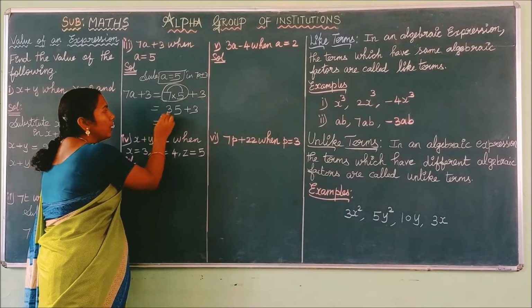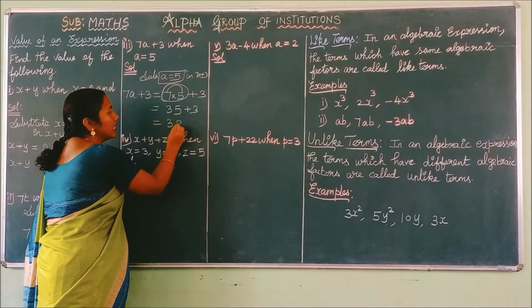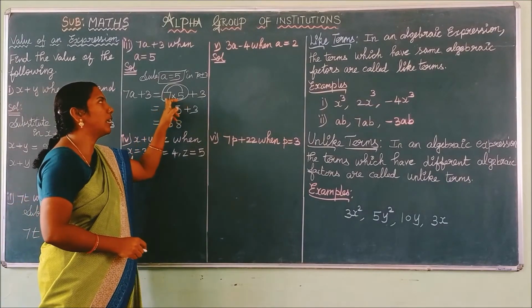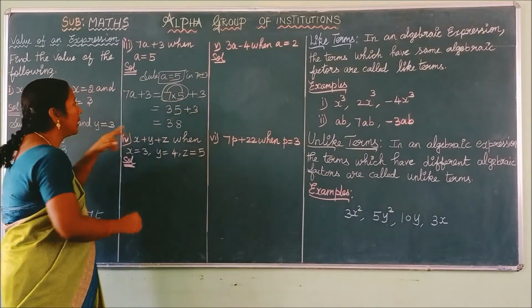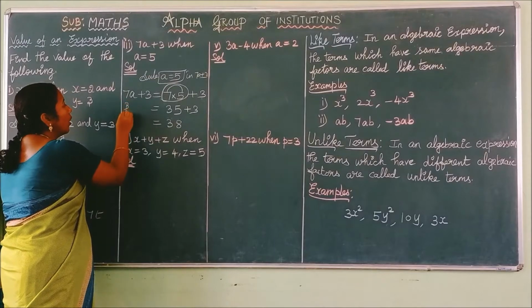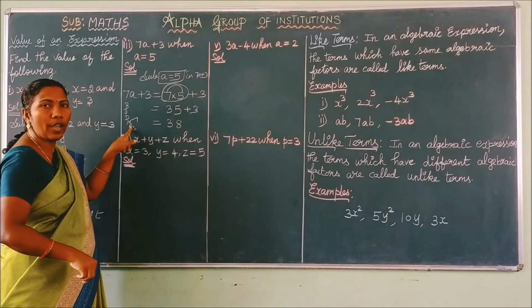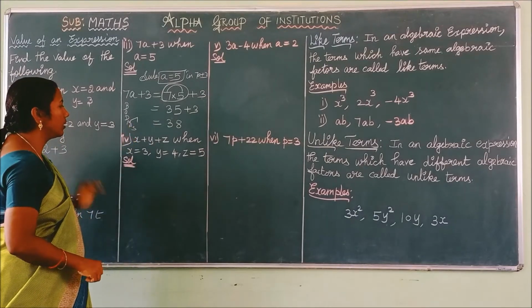So 35 plus 3, what is your answer? 38. Do you understand? Why here are we first multiplying the given two numbers? Because here we are following the BODMAS rule. First you have to multiply and then you have to add. Do you understand? See the next one.